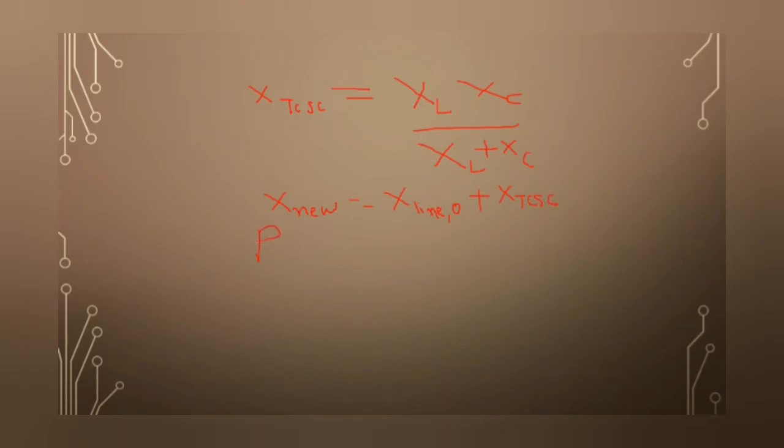The active power transmission is equal to V1 V2 by X new, sin delta. So by changing this line reactance, you can increase the power transfer capability. By decreasing the value of X new, you can increase the active power transmission in the transmission line.